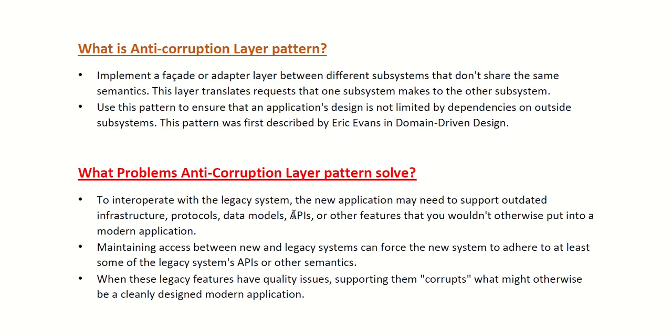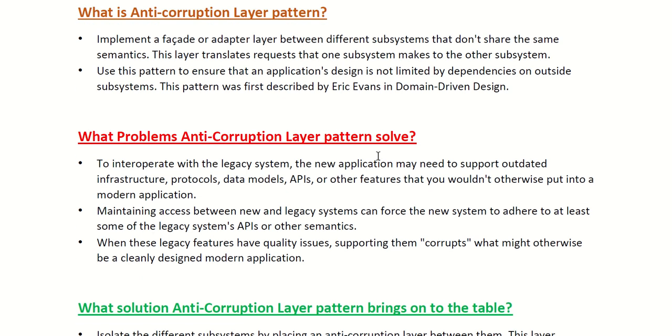Okay, so what problems does the anti-corruption layer pattern solve? To interoperate with the legacy system, the new application may need to support outdated infrastructure, protocols, data models, APIs, or other features that you wouldn't otherwise put into a modern application. Maintaining access between new and legacy systems can force the new system to adhere to at least some of the legacy system APIs or other semantics. When these legacy features have quality issues, supporting them corrupts what might otherwise be a cleanly designed modern application.